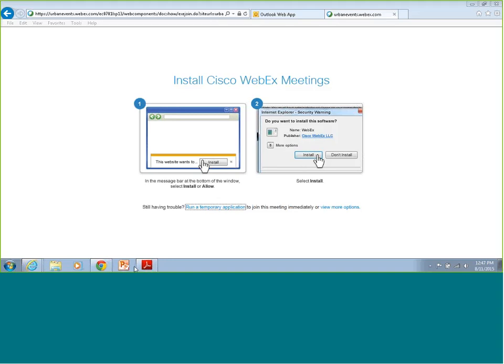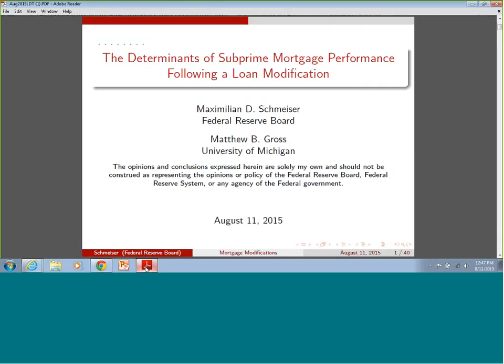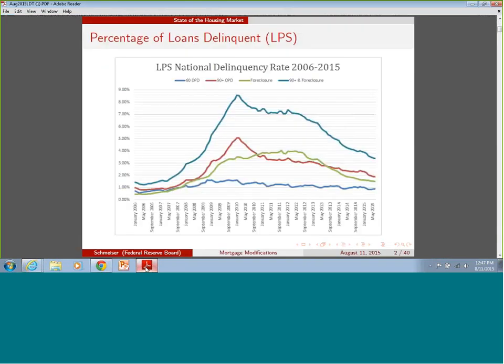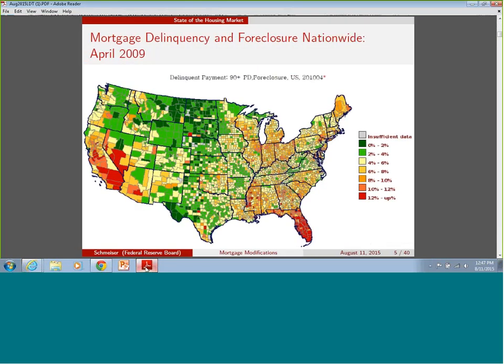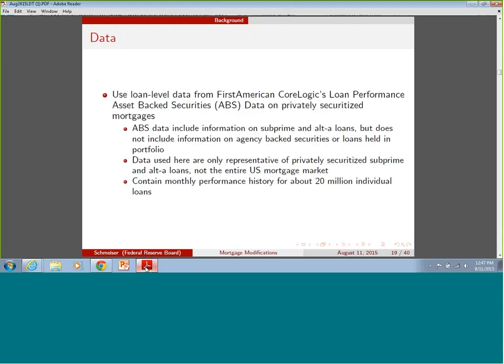We focus on privately securitized mortgages for our analysis. We include information on subprime and LPA loans. We don't have anything here on agency-backed securities or loan portfolios. What it means is that our sample is going to be representative of privately securitized subprime and LPA loans, and therefore our results can be representative of this population, not the entire U.S. mortgage market. And just for information, the data has about 20 million individual loans in the monthly performance.